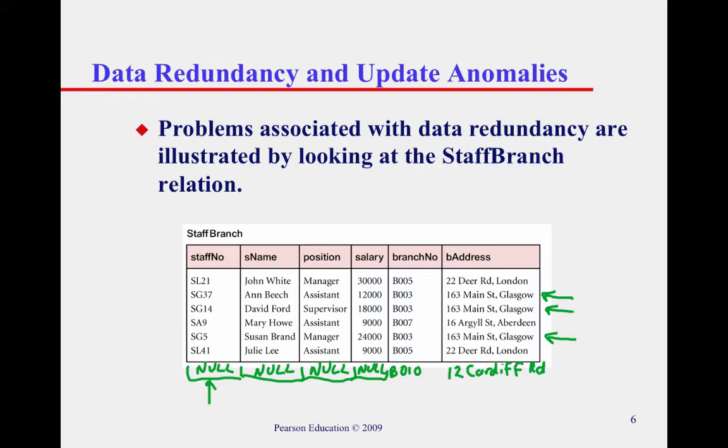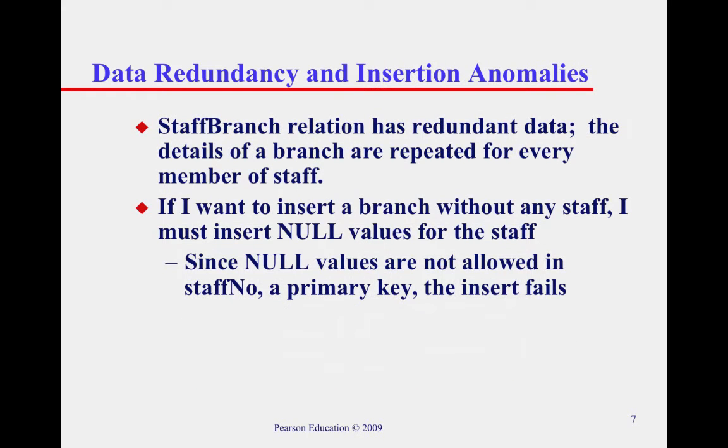So you get what's called an insertion anomaly because you either have to invent a fictitious staff member in order to insert a branch into this relation, or you simply can't do it until you've actually assigned a real staff member to it. So that's called an insertion anomaly. Okay? And as I say, either the insert fails or you have to invent a fictitious staff member. And that's not really a great thing to have fictitious data in your database.